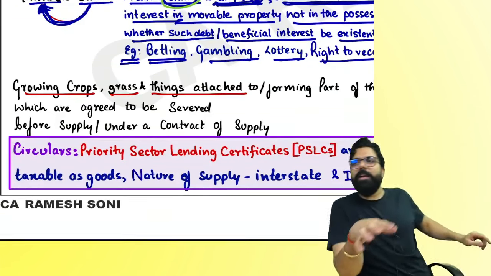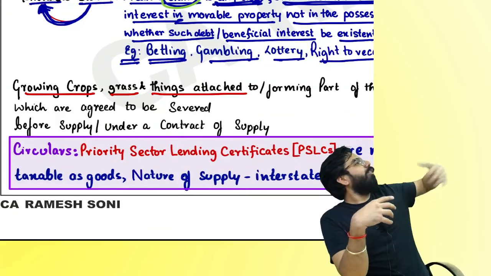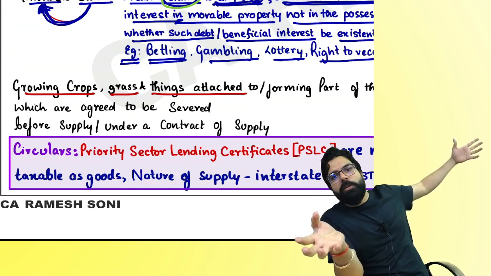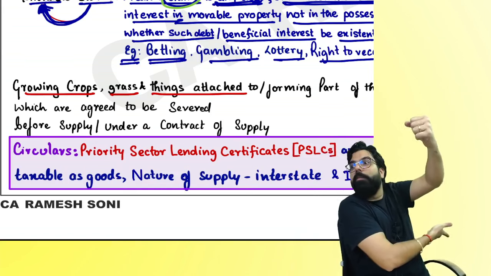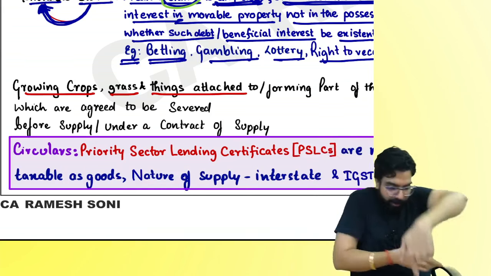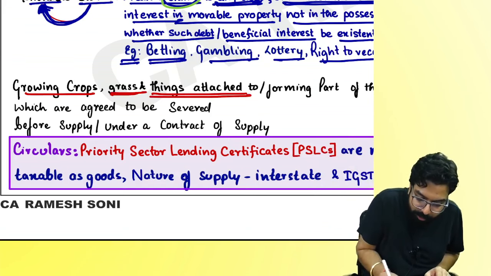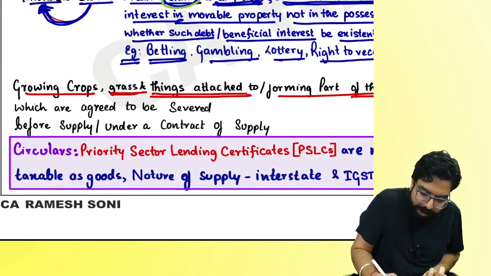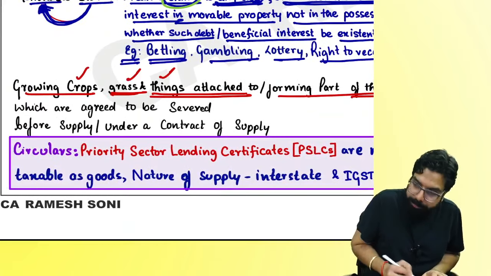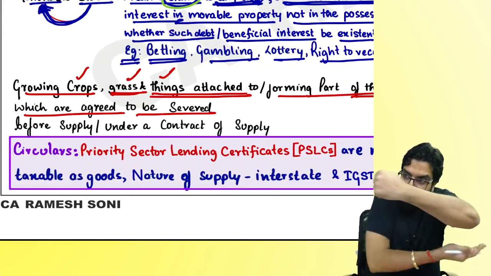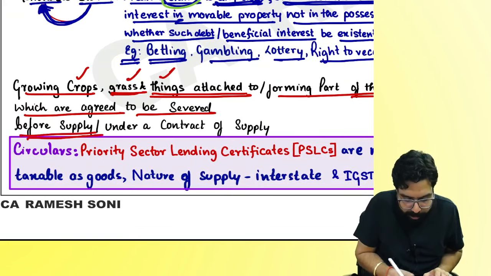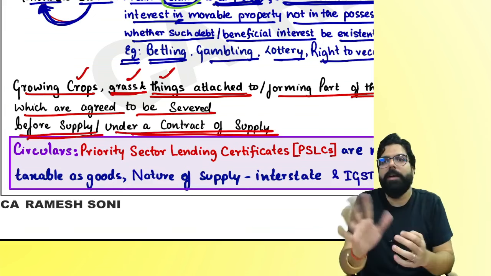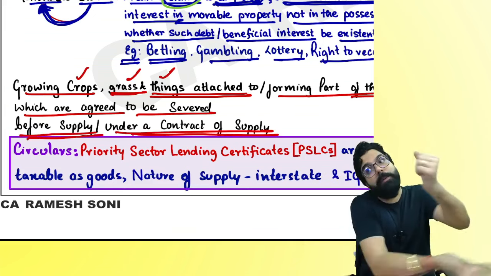Okay, tell me one thing. I'm standing outside a jungle. A lot of trees are there. What will I say? Are they goods or not goods? Not goods, attached to the land. I cut all of them. It is goods. So it says growing crops, grass, things attached to or forming part of the land, which you have agreed to sever before supplying or under a contract of supply. Either you have cut it and then supplied, or you have made a contract that I will cut and supply.